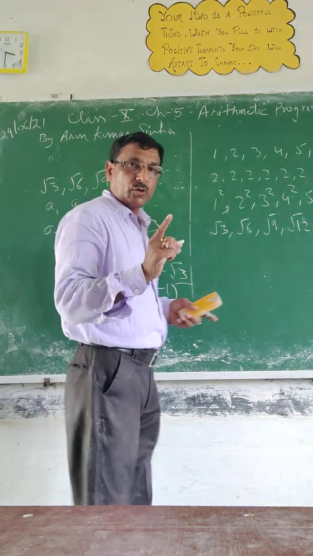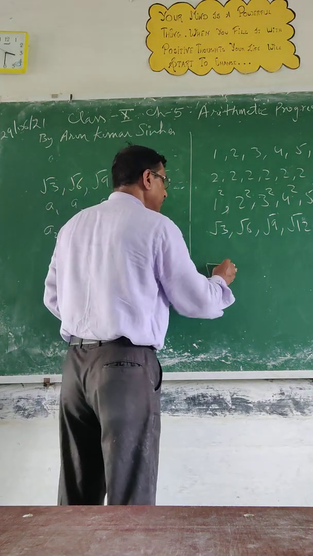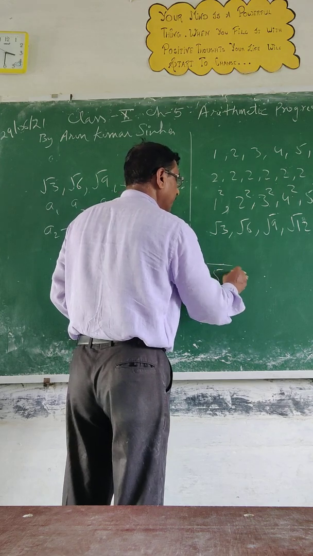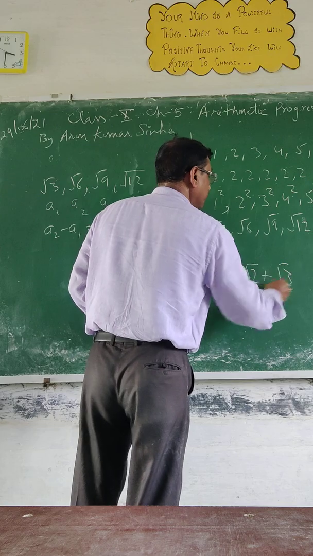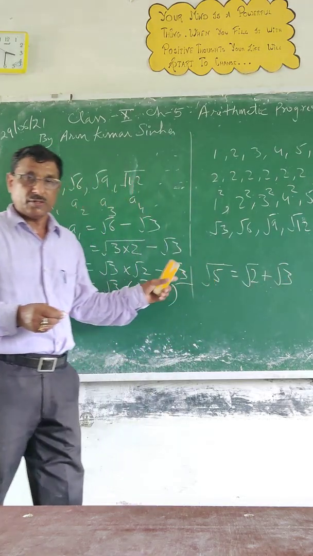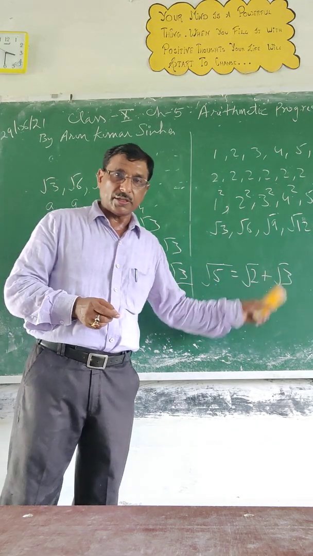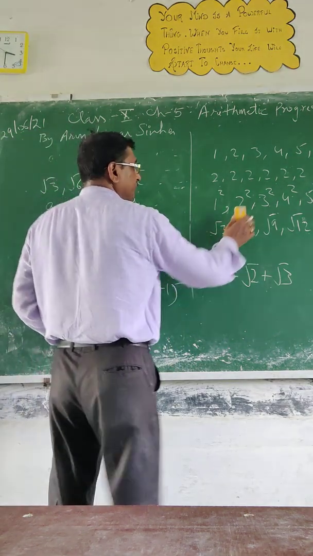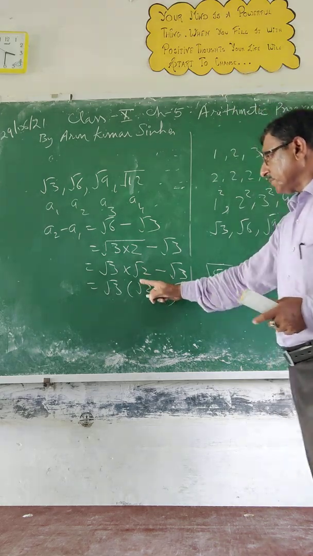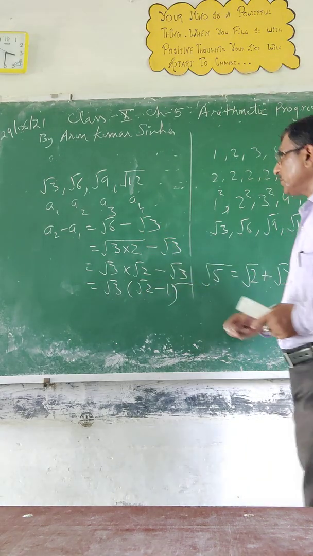Now, one question I want to ask you: if I give you root 5, can you write it in this way, children? Root 2 plus root 3. Please see this one. I will answer this question in the last. Okay? Please remember this thing. Now, see the next example.